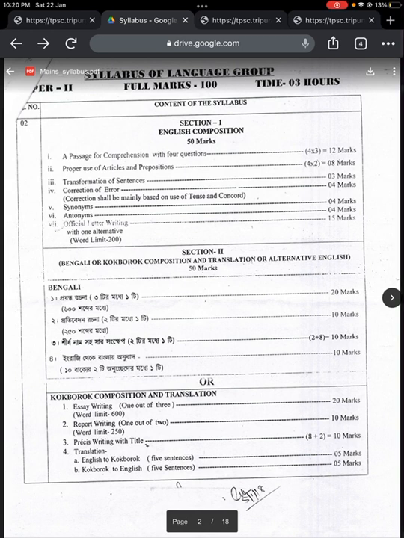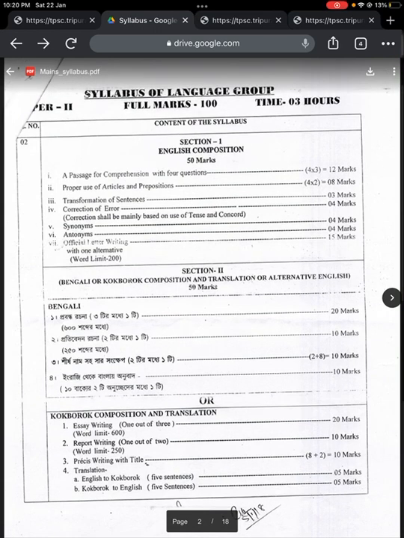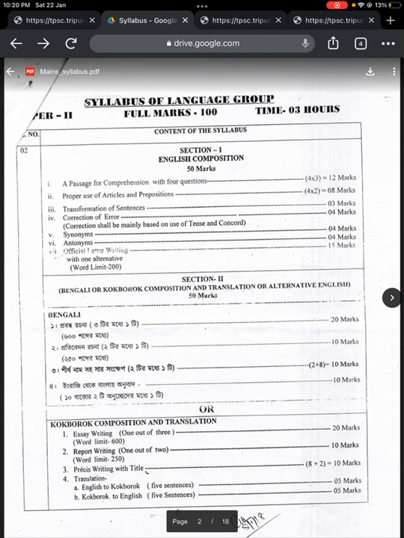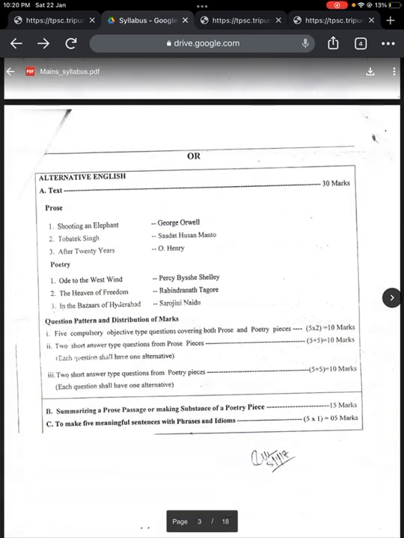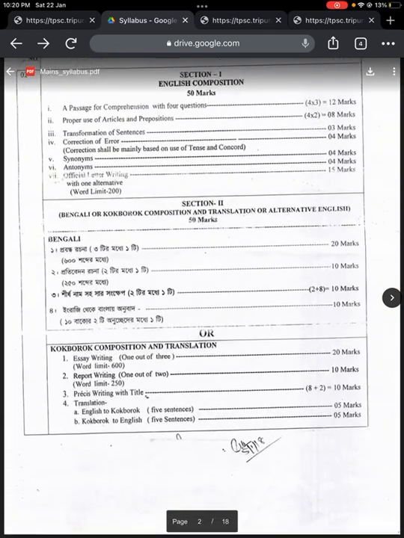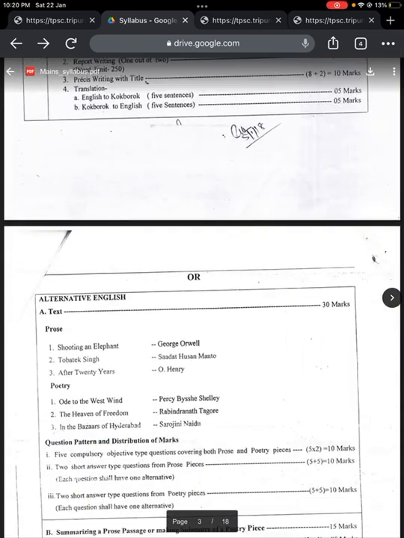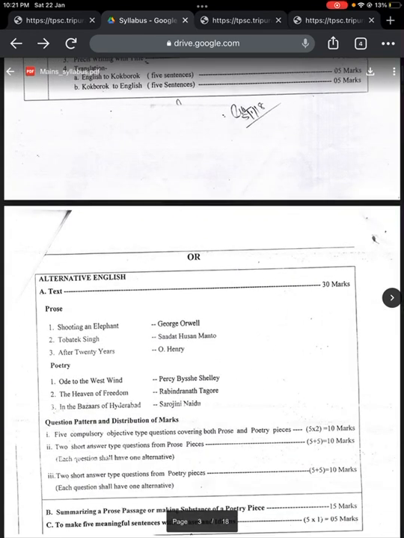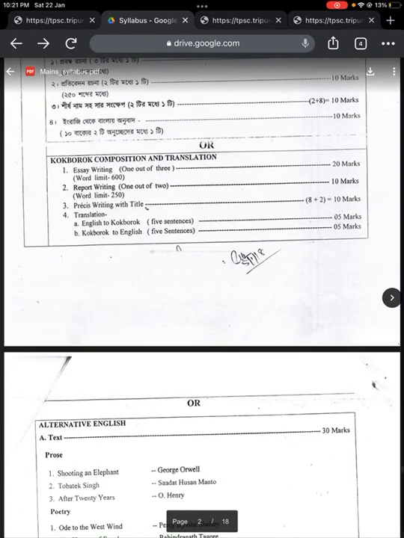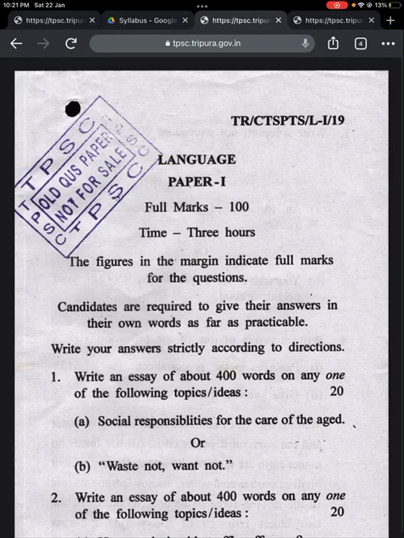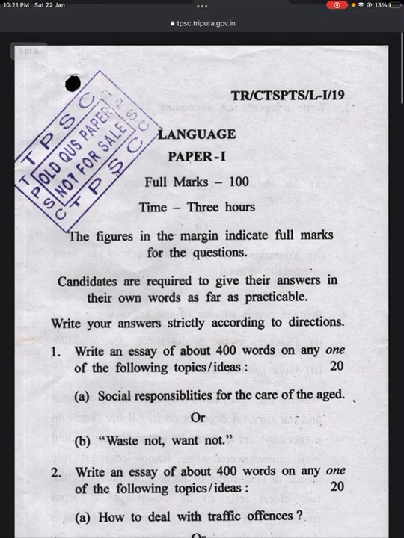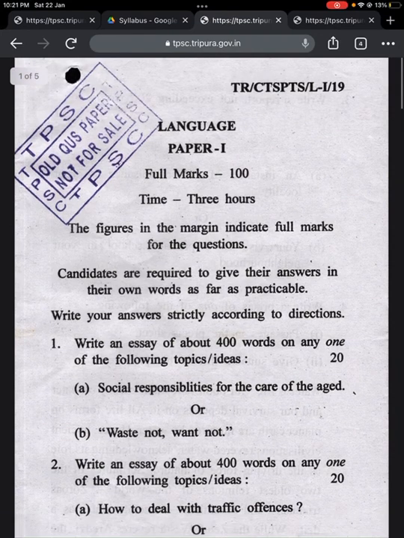Basically the grammatical portion would be covered from your prelims part. Okay, and for comprehension, this we have all done in school, the passage portion. So there is nothing much to prepare here. You have to only prepare this Bengali, Kokborok, and alternative English, any one amongst these three. Okay, let's go for one question paper, a previous year question paper.